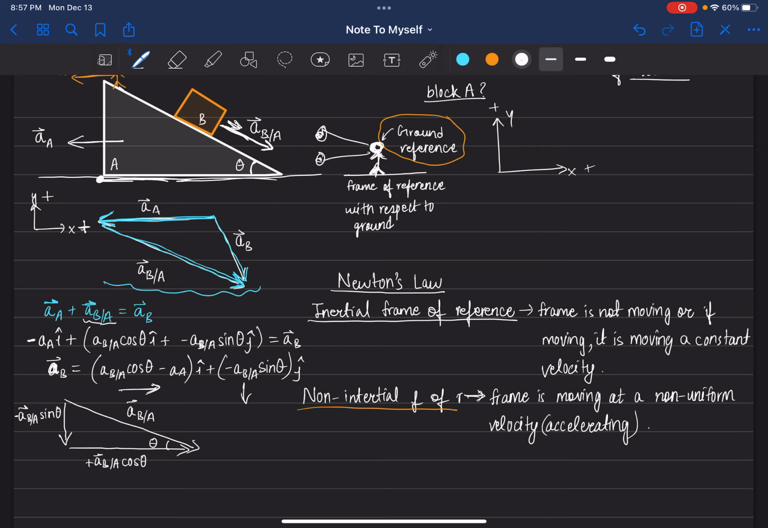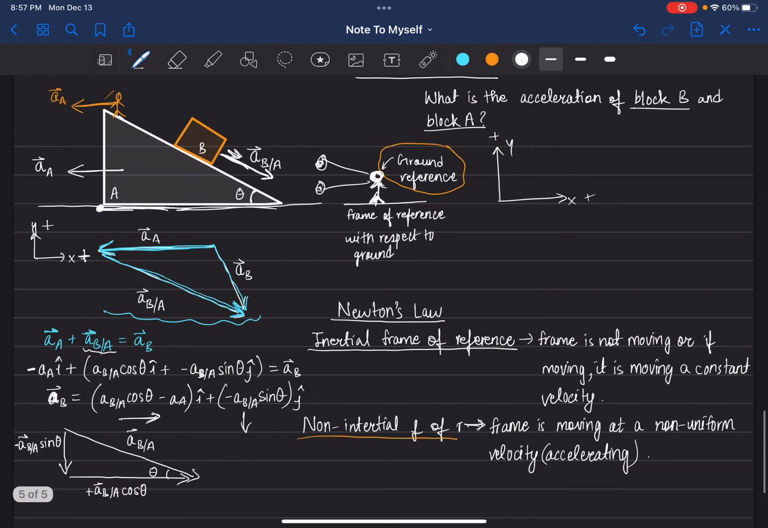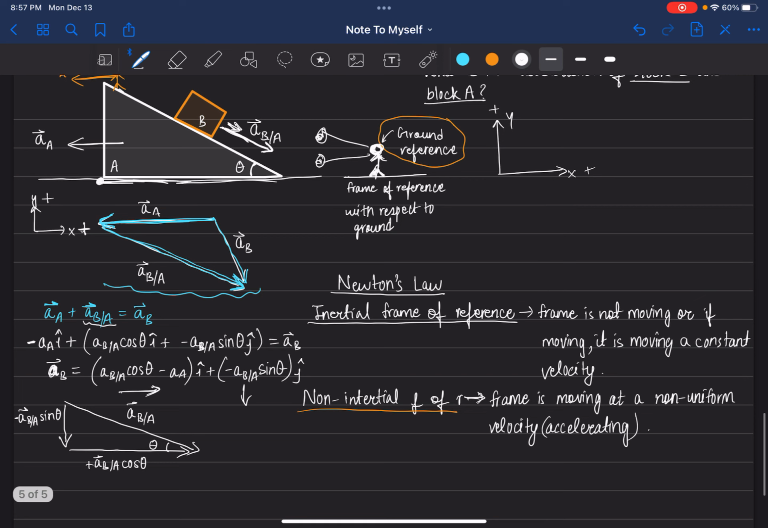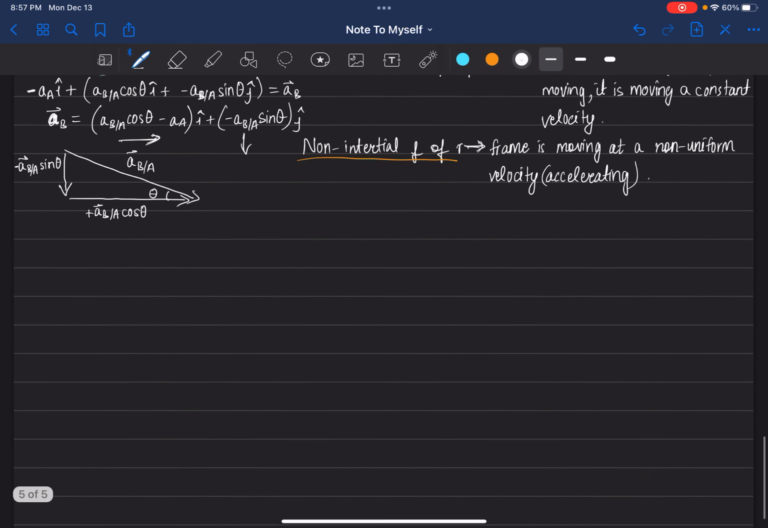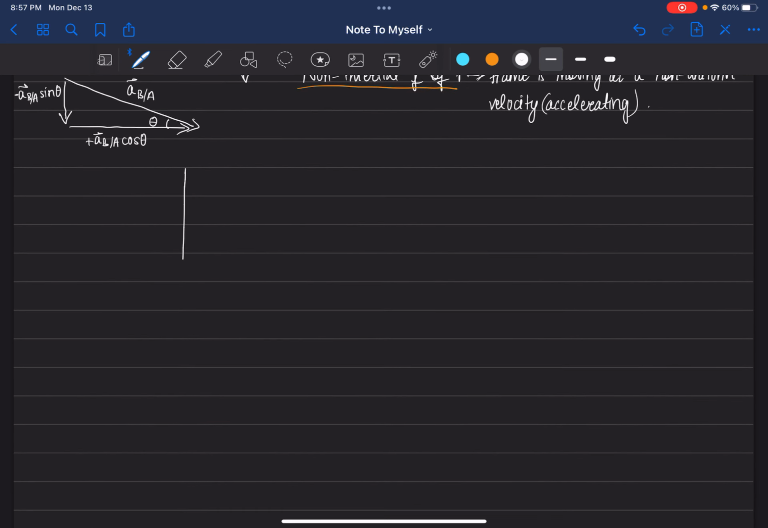So now we have gone through ground reference, relativity, Newton's law in inertial frame of reference, non-inertial frame of reference. Now this has basically become a simple classical mechanics problem. And with pretty much all problems that require forces, what we must do is draw the free body diagram. So let's draw the free body diagram for both block A and B separately.